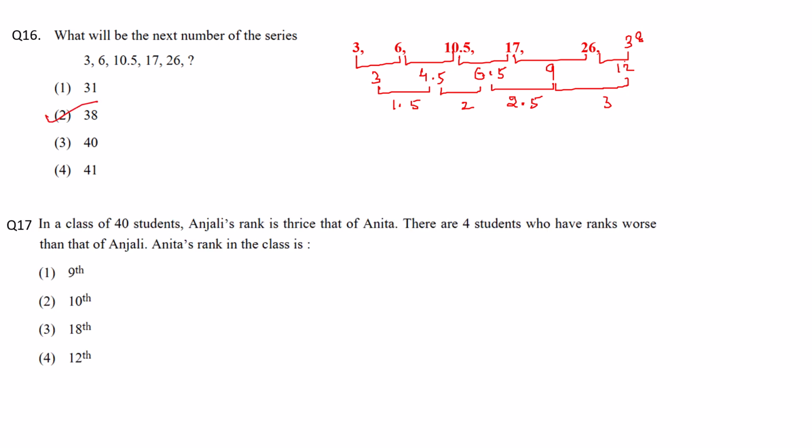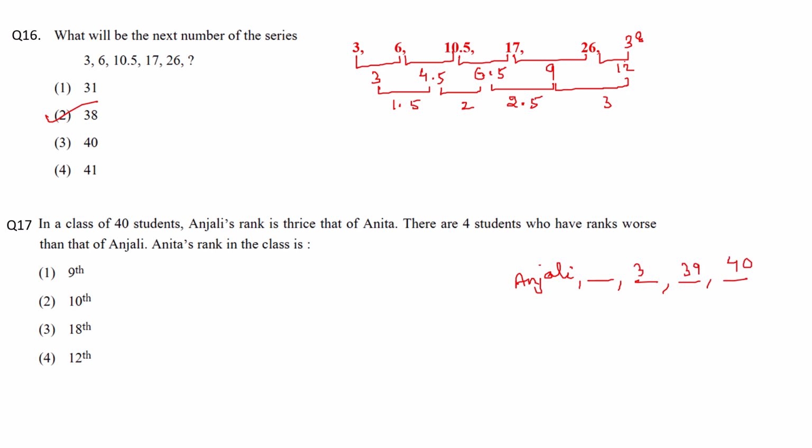Now next question, in a class of 40 students, Anjali's rank is thrice that of Anita. There are 4 students who have ranks worse than that of Anjali. Okay, so let's start from the second statement. There are 4 students who have rank worse than Anjali. It means those 4 students are behind Anjali. So here is Anjali and 4 students are behind her. 1, 2, 3, 4. So it means the last student is 40th rank.